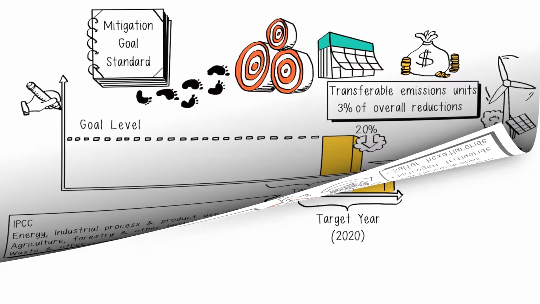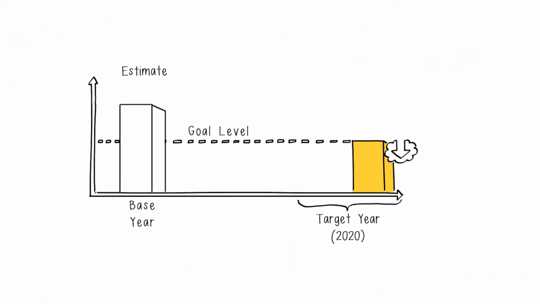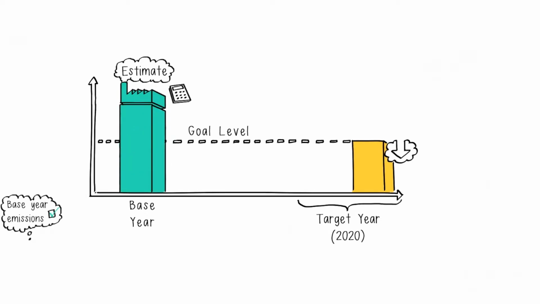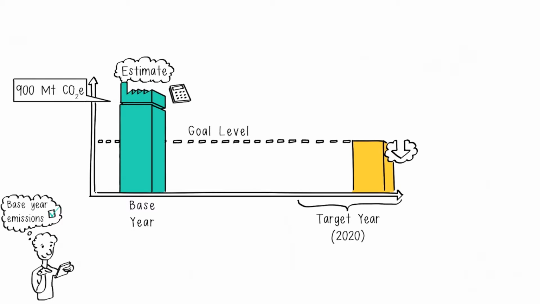Once the goal is designed, the next step is estimating the base year or baseline scenario emissions, depending on the goal type. In the example of our simplified goal, base year emissions need to be calculated as it is a base year emissions goal. The base year emissions in 1990 are 900 megatons CO2 equivalents.